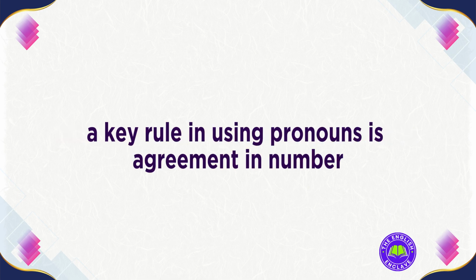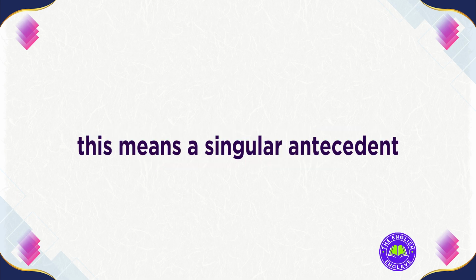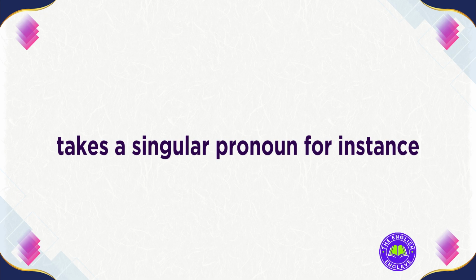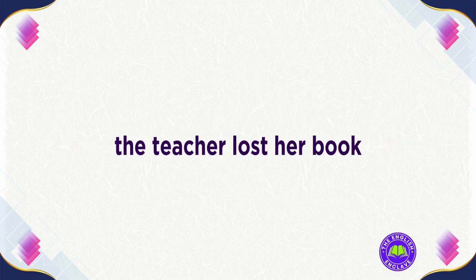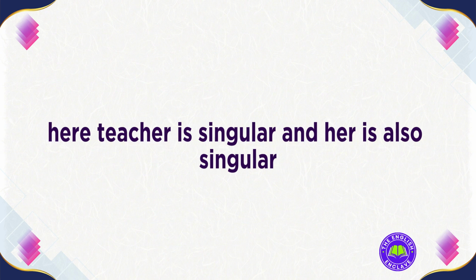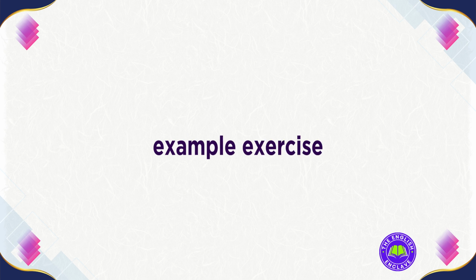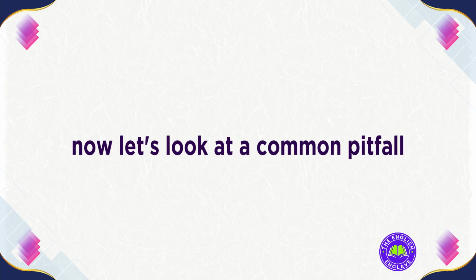Agreement in number. A key rule in using pronouns is agreement in number. This means a singular antecedent takes a singular pronoun. For instance, "The teacher lost her book." Here, teacher is singular, and her is also singular. Now let's look at a common pitfall.